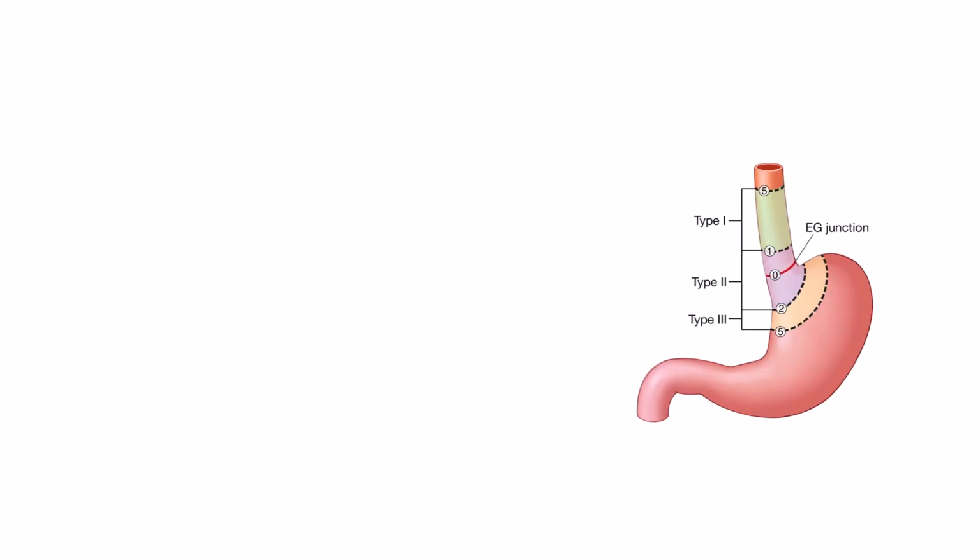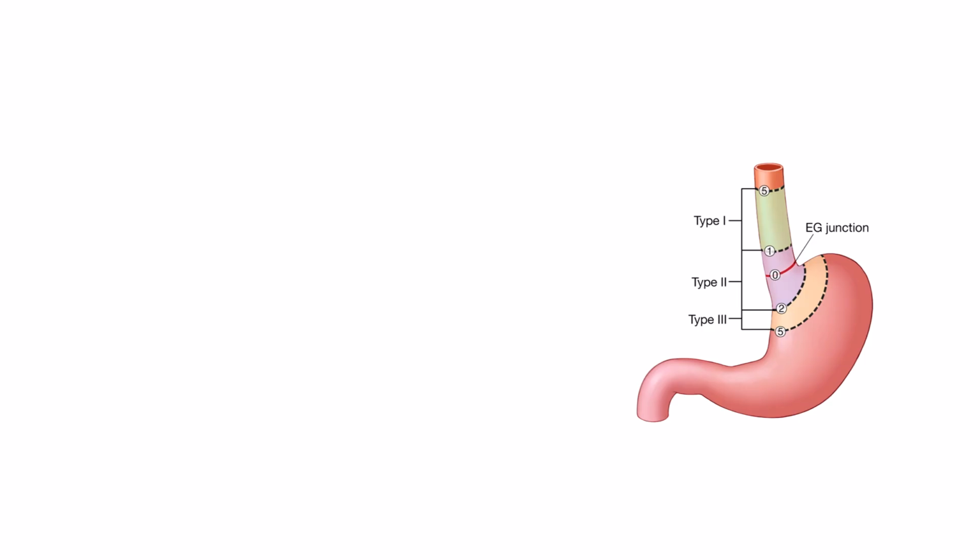The Siewert classification is always important as well, whereas the esophagogastric junction is at 0, and type 2 Siewert classification is 1 centimeter above or 2 centimeters below the EG junction. Type 1 Siewert tumors are always greater than 1 centimeter above the EG junction, and type 3 Siewert classifications are always a minimum of 2 centimeters distal to the EG junction.